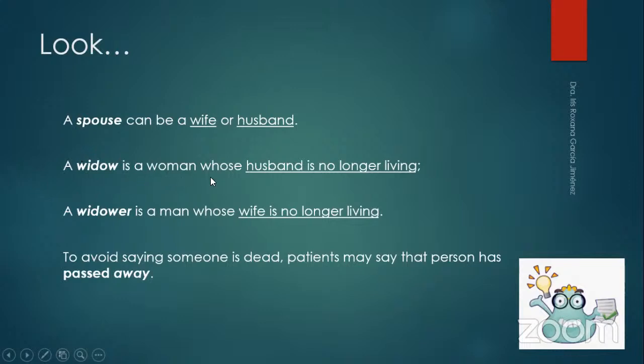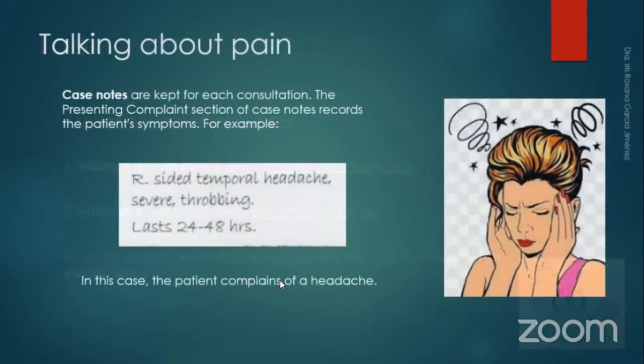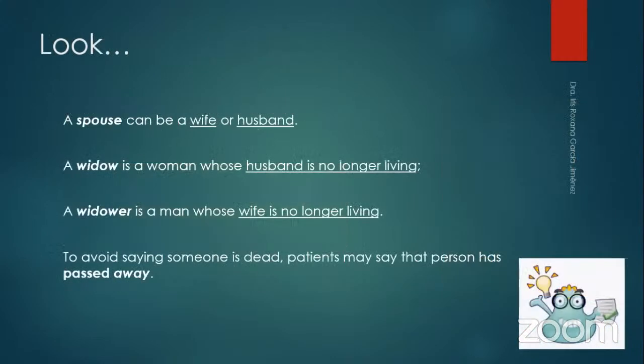Widow is a woman whose husband is no longer living. Widower is a man whose wife is no longer living. To avoid saying someone is dead, to look for a kind expression, patients may say that person has passed away. So take it into account. These words are very, very useful for not making a mistake and maybe offending someone that has a different way of living. Okay? They are valid, of course.